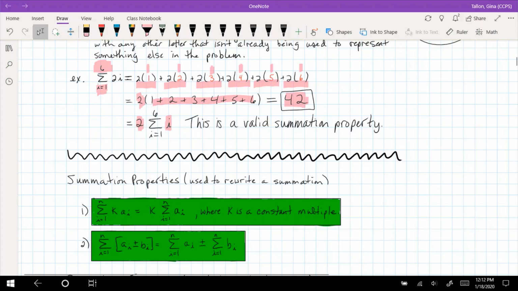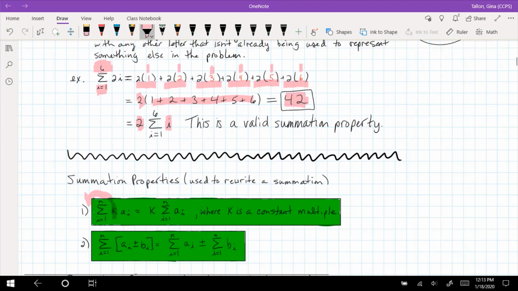Here are 2 properties. The first one says that the summation as i goes from 1 to n of k times a sub i is equal to k multiplied by the summation as i goes from 1 to n of just a sub i. Basically means that if you've got some constant multiple here, you can pretty much just pull it to the outside of your summation, just like we do when we take a derivative and an integral. Okay, k is the constant multiple, and constant multiples can be pulled to the outside of summations.